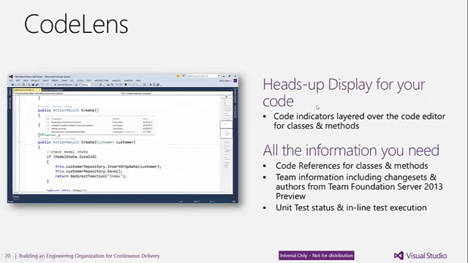CodeLens is basically a heads-up display for your code, and this doesn't really do it great justice, but we'll just walk kind of through the view here. Right above public action result create, we see two references. That means that there are two other methods that are referencing this method, and if we hover on them, we can see exactly what those methods are. Next to that, we see Brian Keller +2.